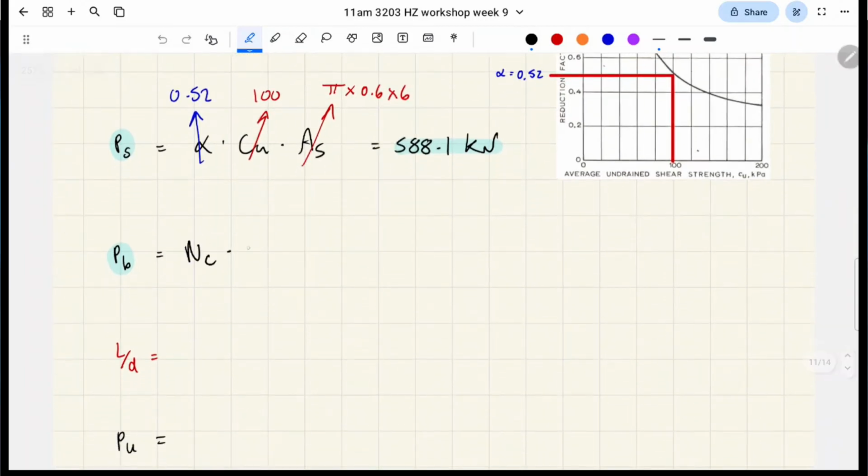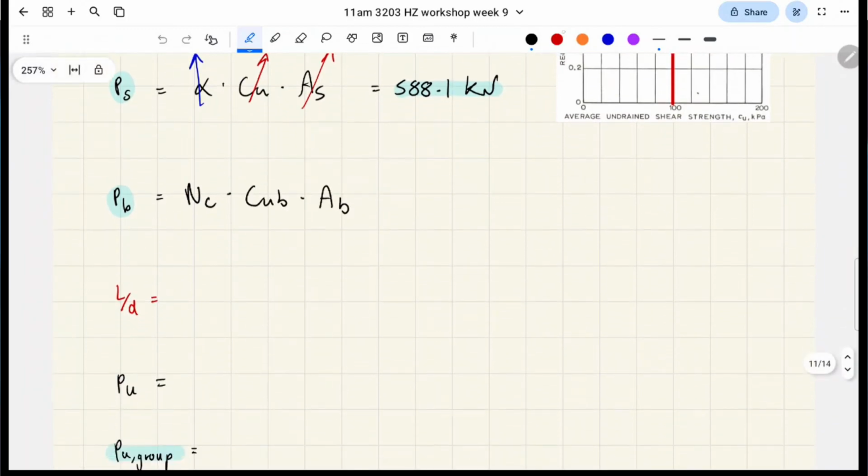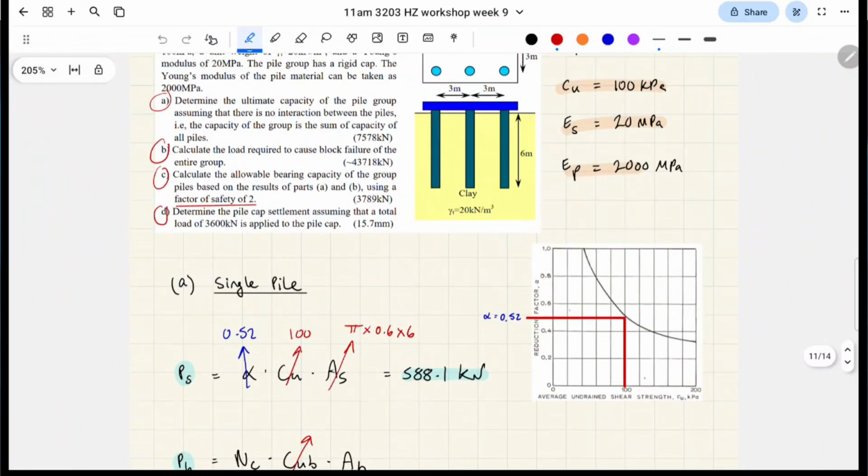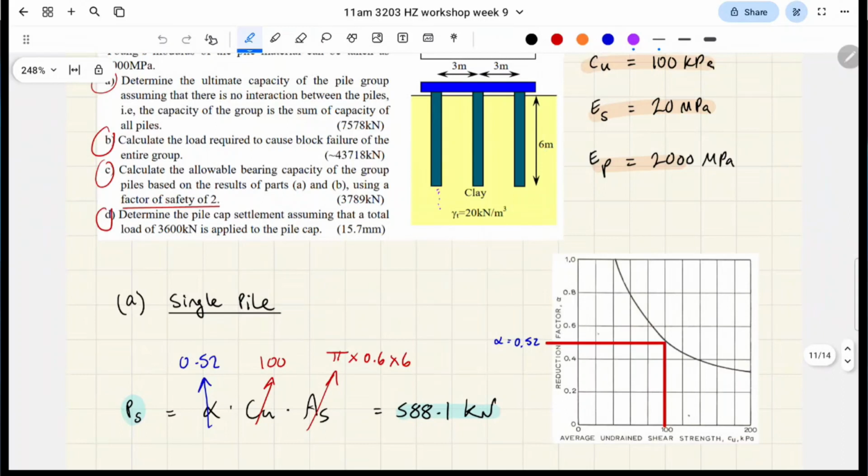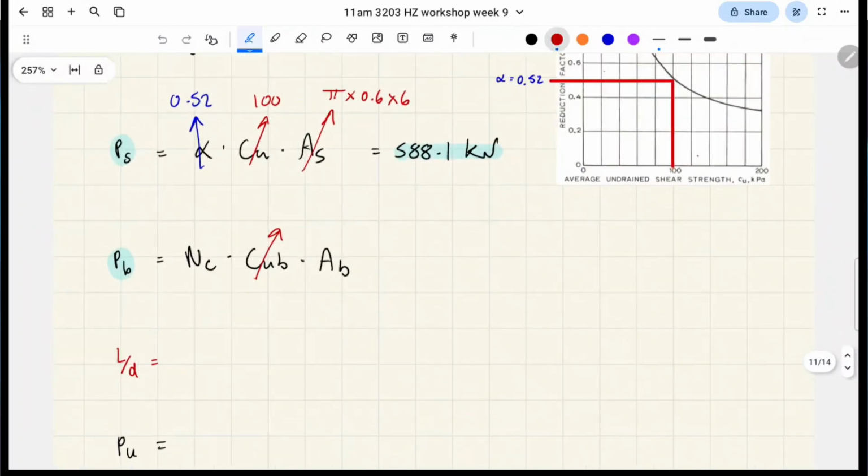Okay, let's do NC, CUB, AB for the base component. Again, the cohesion, 2 diameters under the base, is going to be just CU, so same thing. It's going to be 100. And the area of the base is going to be the area of a circle, pi d squared over 4, with d being 0.6. Right? Okay, let's talk about NC.